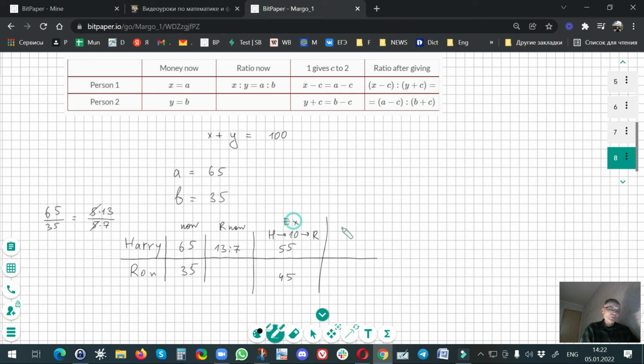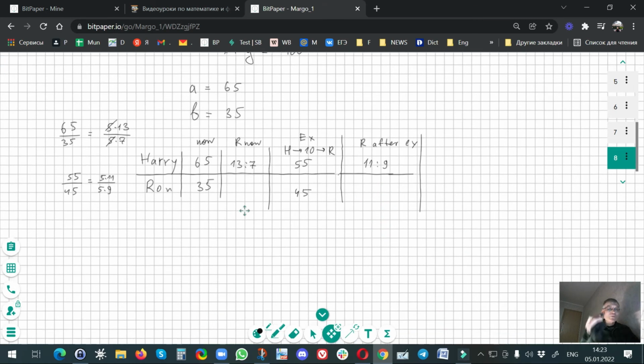Ratio after exchange. This crooked line should be replaced for the sake of straightness. So finally, the ratio after exchange is 55 over 45. What can it be? 5 times 11, and here is 5 times 9. So this is 11 to 9.